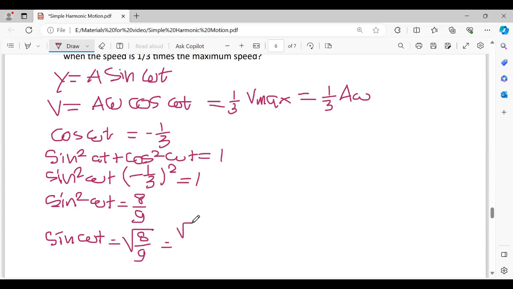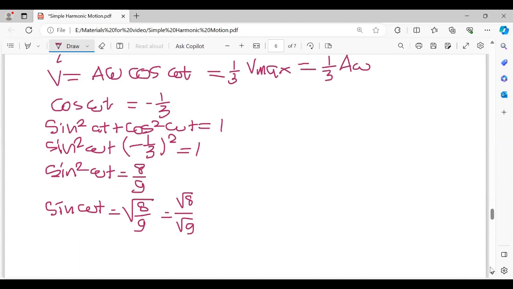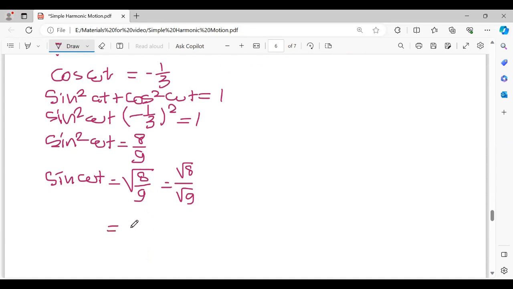And we can simplify, it becomes square root 8 over square root 9, then equals square root 4 times square root 2, so 2 square root 2 over 3, because square root 9 is 3. Or 2/3 square root 2.